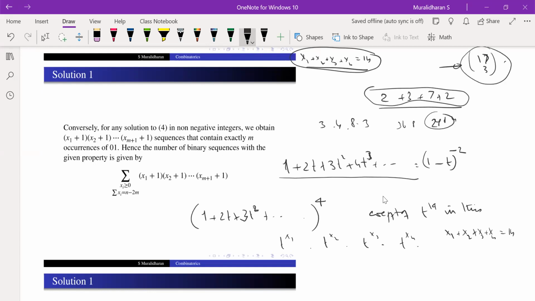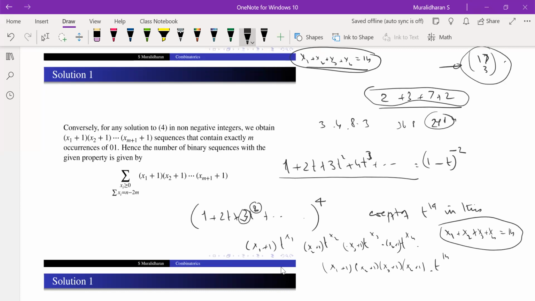In that case, what will be the coefficient of this term? This one will be just x1 plus 1, because the t squared coefficient is 3, t cubed is 4. This coefficient will be x2 plus 1. And this is x3 plus 1. This is x4 plus 1. So for any such solution, the term which comes is (x1 plus 1)(x2 plus 1)(x3 plus 1)(x4 plus 1) times t power 14. The sum of all these will be what I wanted. So it is the same as finding the coefficient of t power 14 in this expansion.